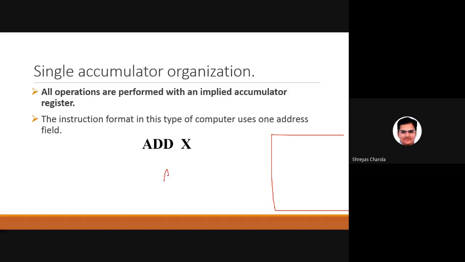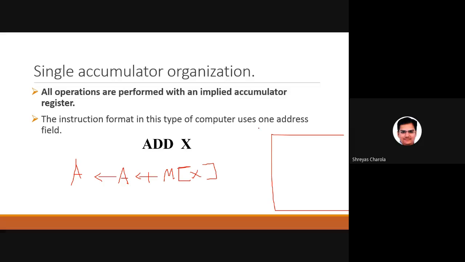X is nothing but I can write X to mean anything. So what does it mean? That data will be added with an accumulator and the answer will be stored in the accumulator. This is what we call single accumulator organization. There is no other register, only a single accumulator register is there. So doing the addition with a register is not possible.